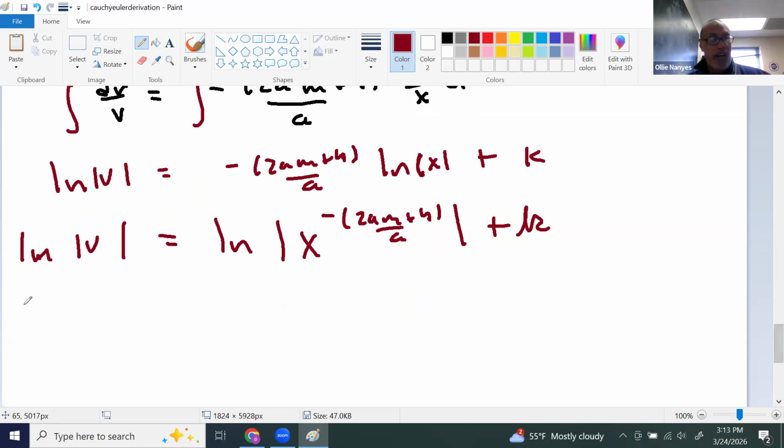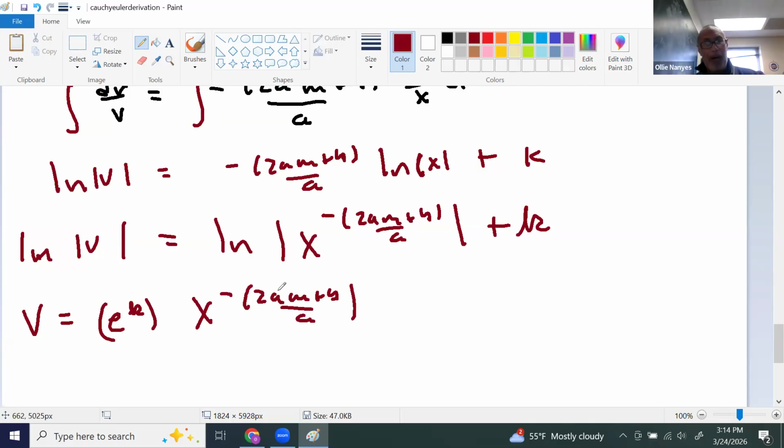Then we take e of both sides. And if we take e of both sides, what we get is v is equal to, well, e to this is, we get this as a constant. We get an e to the k. And e to this is just this. Now, before I keep carrying this along here, I'm going to let e to the k equal 1, let the whole thing equal 1, or k equal 0. So I'm going to let v equal x to this weird power.